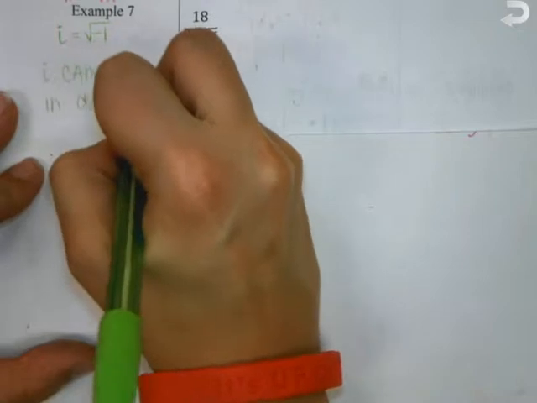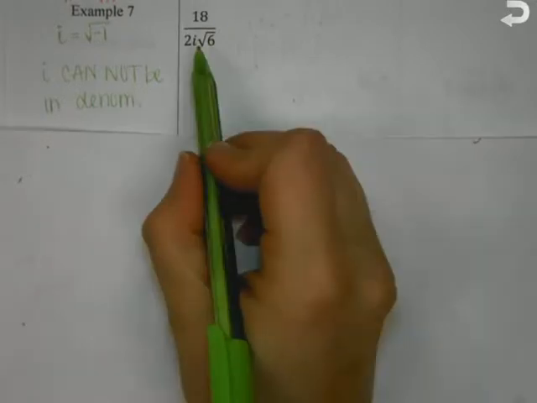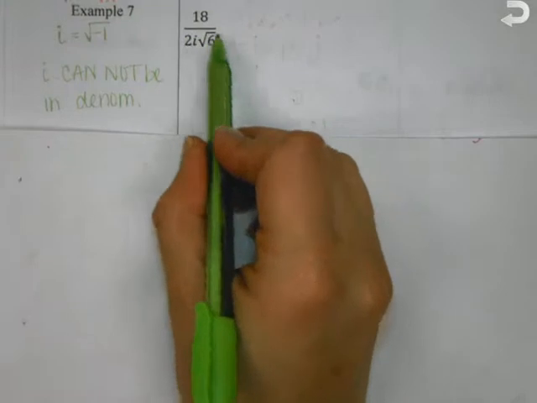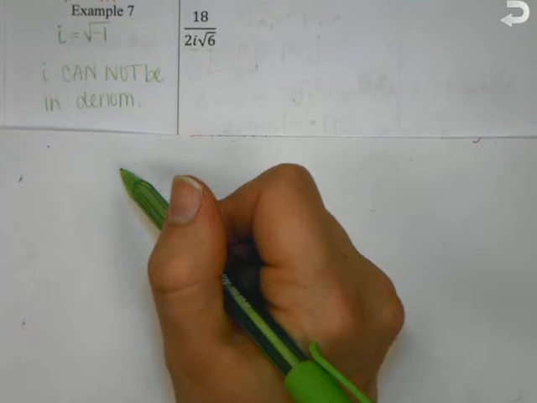Okay? So I see two things in this denominator that are not allowed. I see an i and I see a root 6. So we're going to rationalize it just like we did yesterday. So I multiplied top and bottom by 2i root 6.